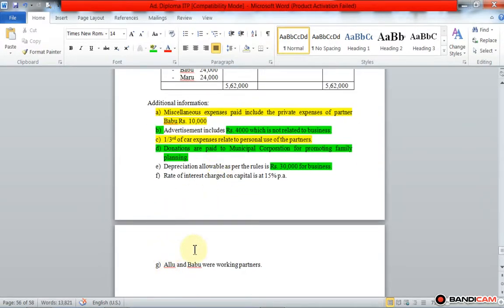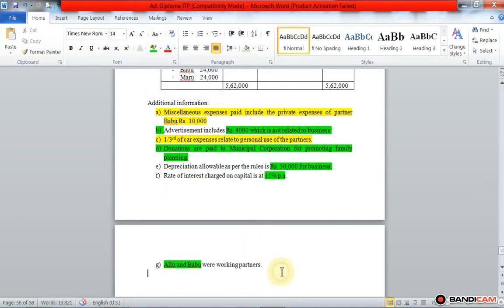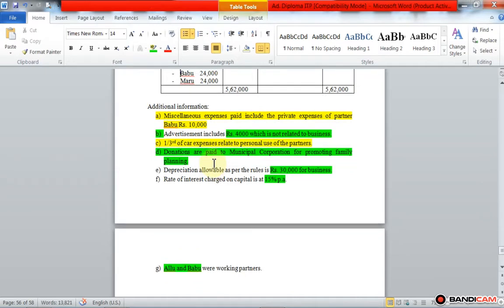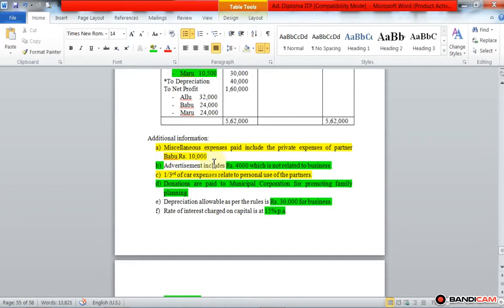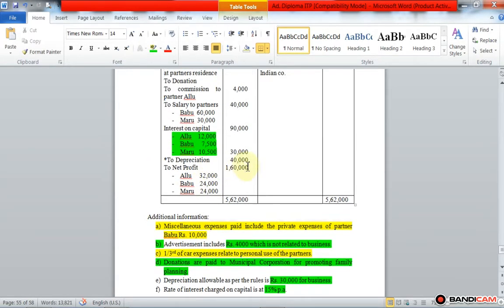Then the last adjustment is that Alu and Babu are the working partners. Here the working partner is given, that is, Alu and Babu are the working partners. It means Maru is not a working partner. So Maru's remuneration is disallowed and it is added to net profit. So here net profit is given in the problem.